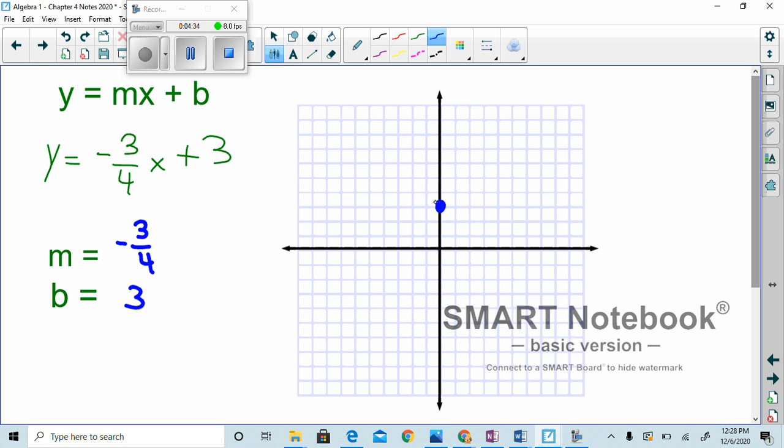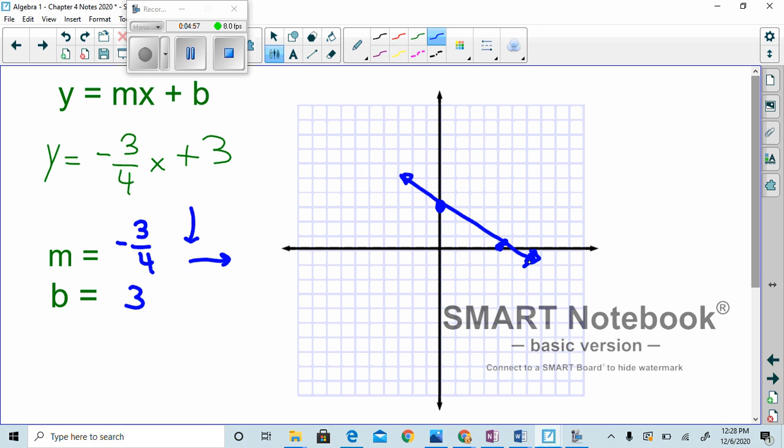Now that I have my first point, I need to use my slope, which is -3/4, to find at least one more point. Count down 3: 1, 2, 3, and over 1, 2, 3, 4. All I need are 2 points in order to graph a line. Let's connect those points. Kind of missed a little bit there, but you get the hang of it.